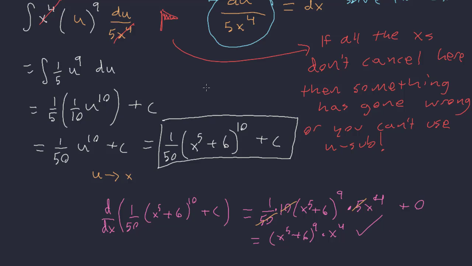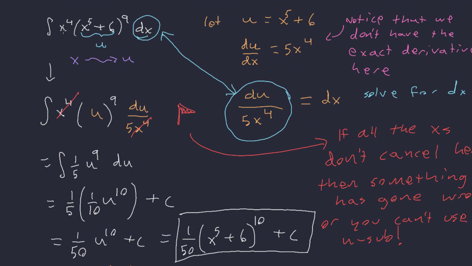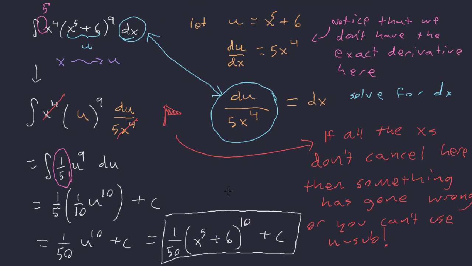However, you have to have this thing here where either the derivative of the stuff is sitting outside or almost the derivative of the stuff is sitting outside. So here we were missing a 5 to get the exact derivative, but you'll notice that that 5 came along right here as a 1/5. So, let's look at some more examples.